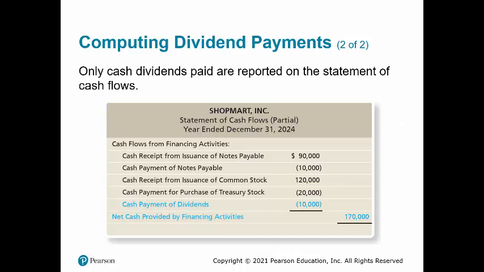Now, we would show the cash payment of the dividends as a use of cash, or as a subtraction in the financing activity section. So in this case, that would be shown as a negative $10,000. Now it's important that you make sure, before you include cash payments for dividends, that those dividends have actually been paid. Remember that retained earnings is debited even when the dividends are just declared. So in order to know that those dividends have actually been paid, we would have to look at the balance sheet and make sure that there is no balance in dividends payable.